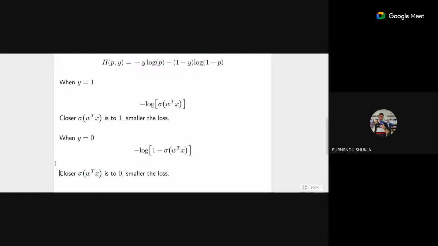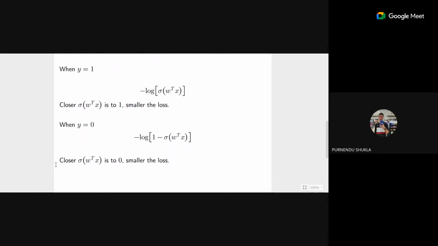Sir, can you explain again? I'm not getting it. Which part? Why the loss is smaller when it is close to 0? It's the same, right? If this is close to 0, then 1 minus it is close to 1, and the log of that is 0. So that's what we are looking for. That's what we need.